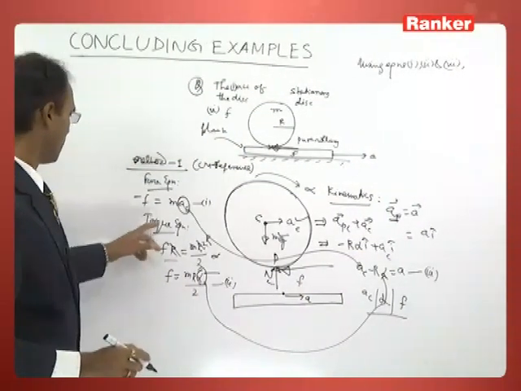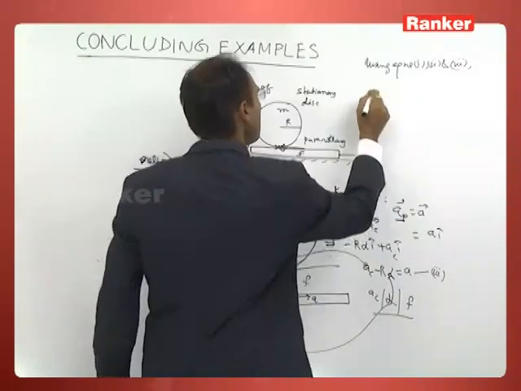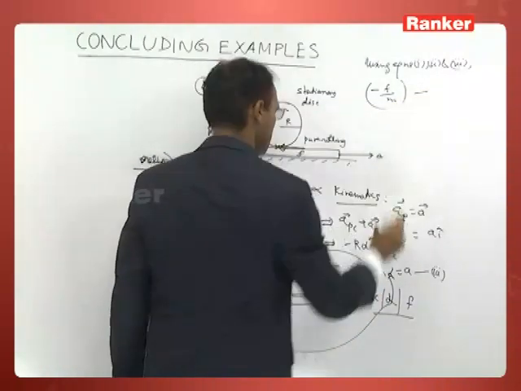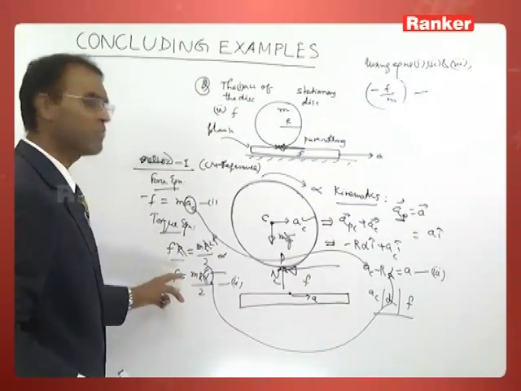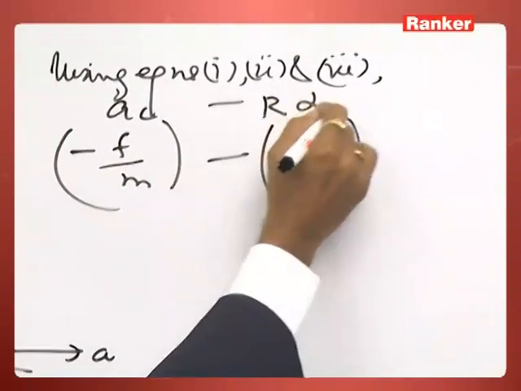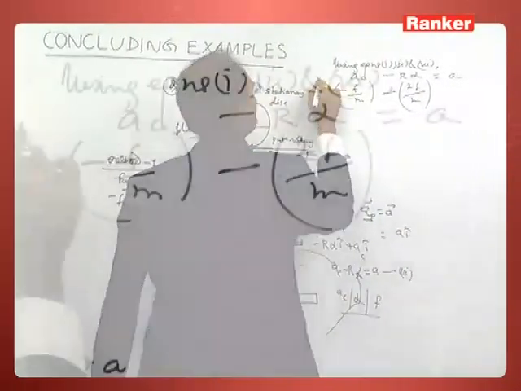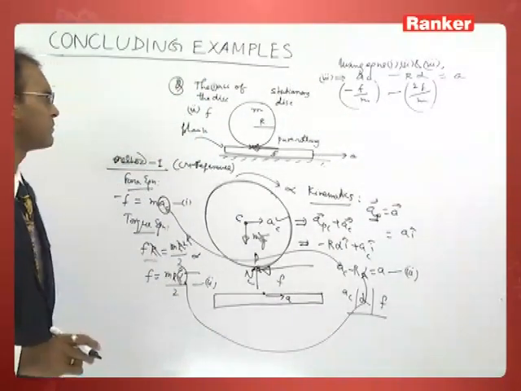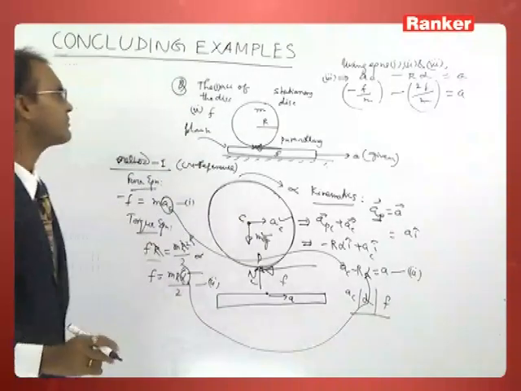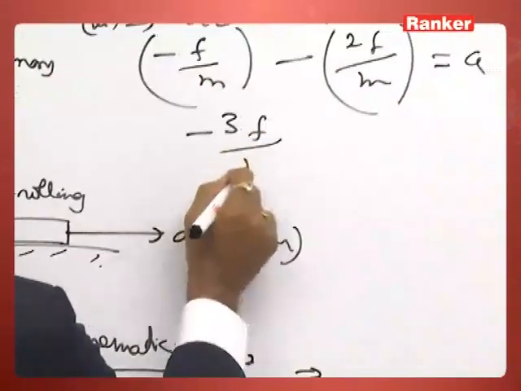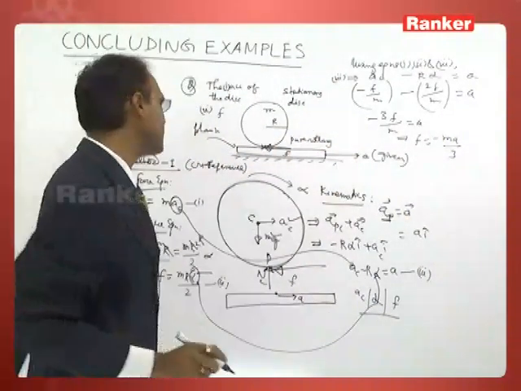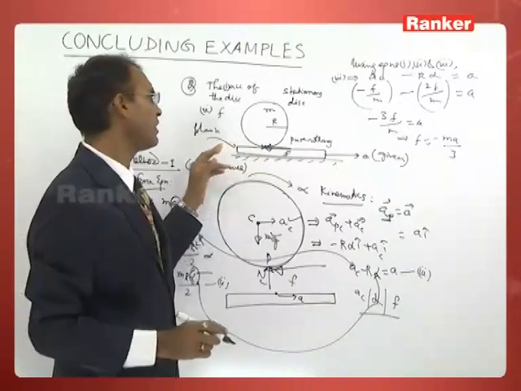We have from the first equation, AC can be written as minus F by M, and substitute here. AC minus R alpha, R alpha will be equal to 2F by M. AC minus R alpha is equal to A, equation number 3. That's equal to A. A is given. So we are getting minus 3F by M is equal to A. So F we are getting minus MA by 3. So the negative sign signifies that our assumed direction should be reversed.